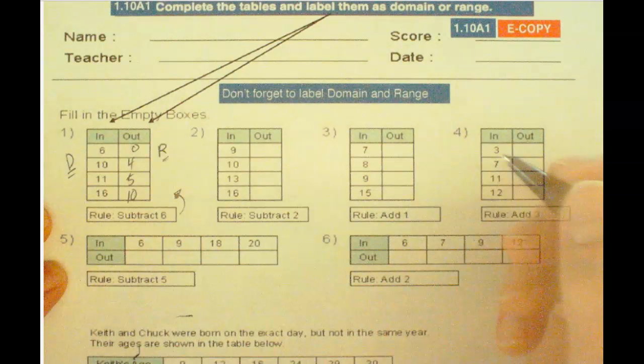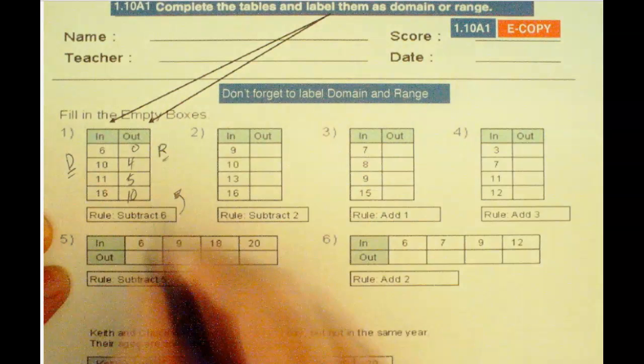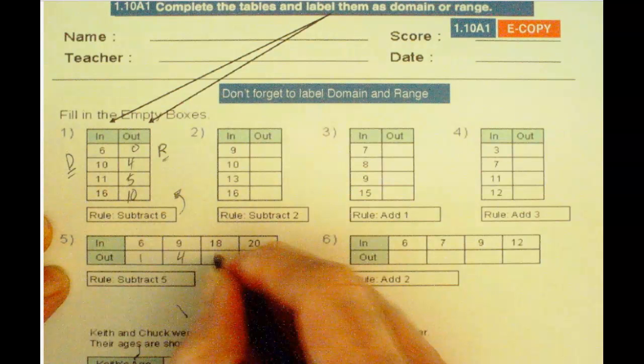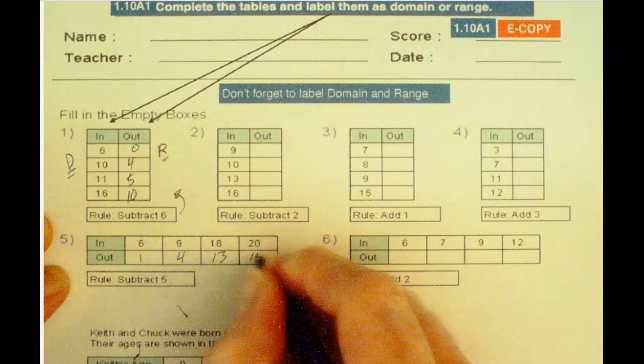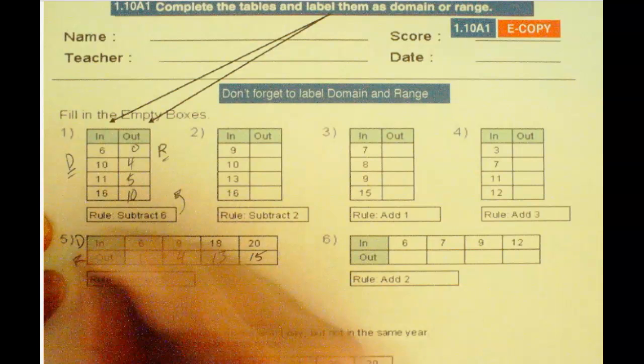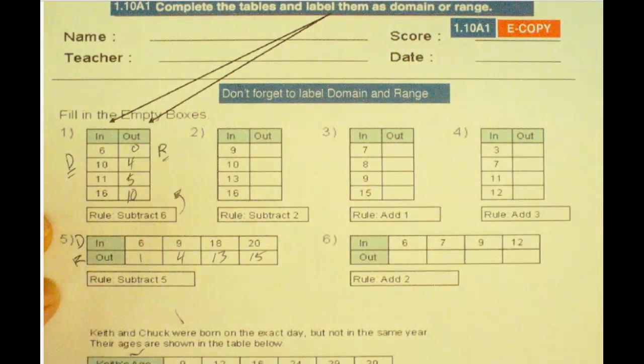Okay, I'm going to go down and do number 5. The rule is subtract 5, so 6 minus 5, this would be 1. 9 minus 5 would be 4. 18 minus 5, 13. 20 minus 5, 15. This is the domain, and this is the range. Don't forget to identify the domain and range. Let's skip down a little bit more.